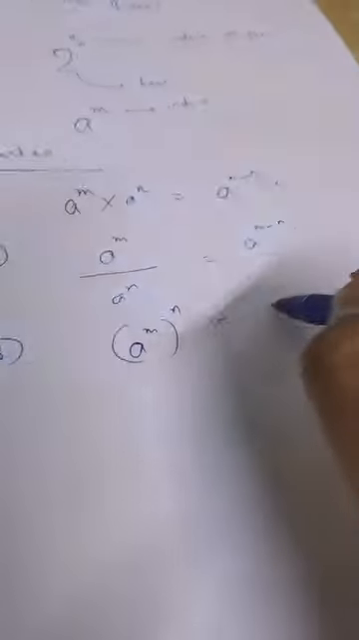Now there are some properties. Number 1, a to the power m into a to the power n will be equal to what? A to the power m plus n. If the base is the same, in case of multiplication, the power will be added. In case of division, the power will be subtracted: m minus n. A to the power m whole thing to the power n is a to the power m into n.